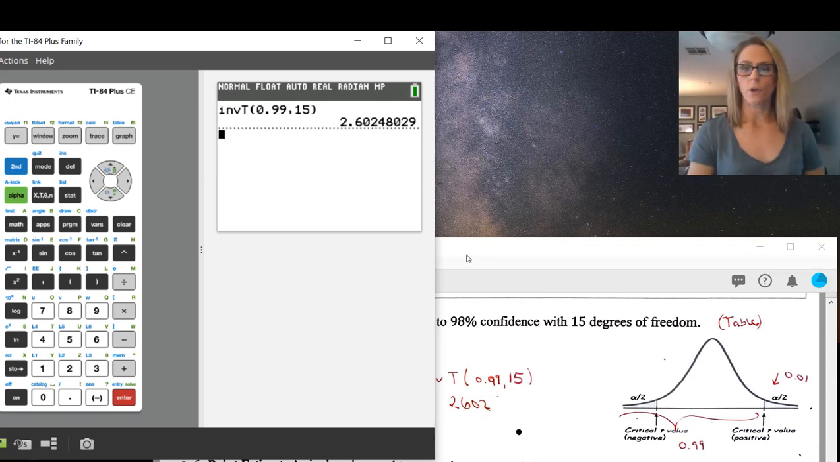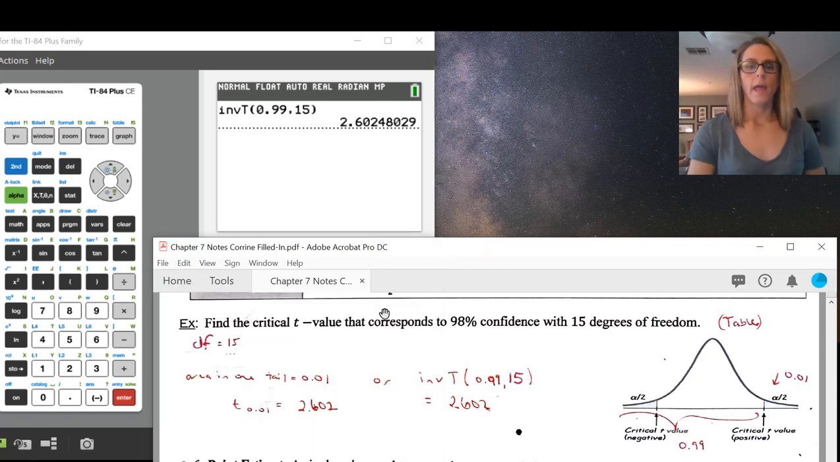So you'll see that down on my other screen here. And notice this is typically how it's written, t 0.01 equals, and then the critical value. And that's because what this represents is the t-value with 0.01 area to the right. But if we have 0.01 area to the right, we have 0.99 area to the left. And that's an example of using INVT.